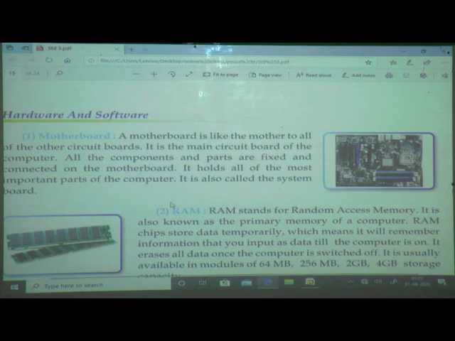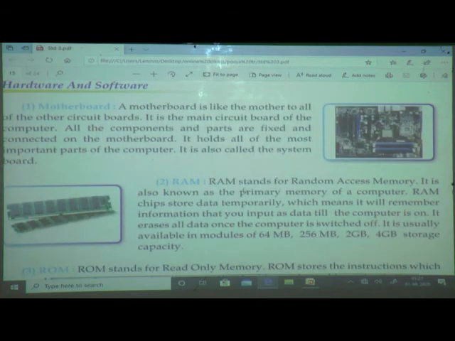What is the long form of RAM? The long form of RAM is random access memory.